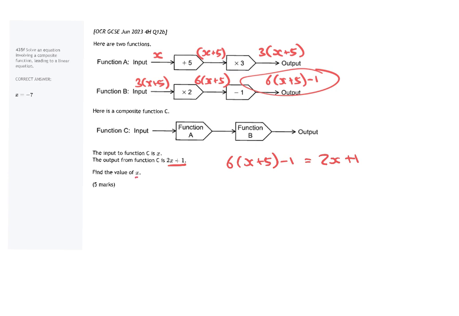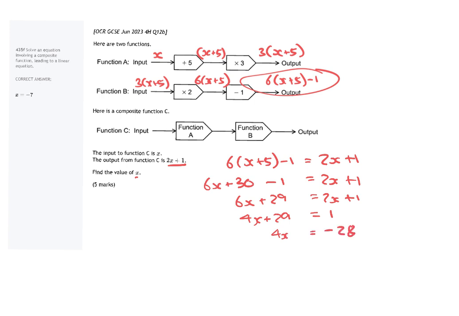So if I expand out the left hand side, I'm going to get 6x plus 30 minus 1 equals 2x plus 1. Tidy up a little bit, we've got 6x plus 29 is equal to 2x plus 1. Take 2x from both sides, so I'm going to get 4x plus 29 is equal to 1. Subtract 29 from both sides, I get 4x equals minus 28. Divide by 4, x is equal to minus 7, which is the answer on the mark scheme.